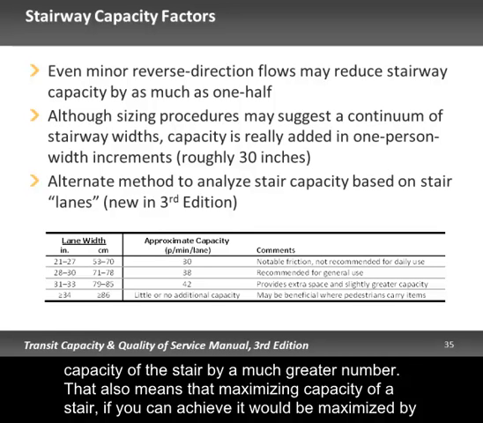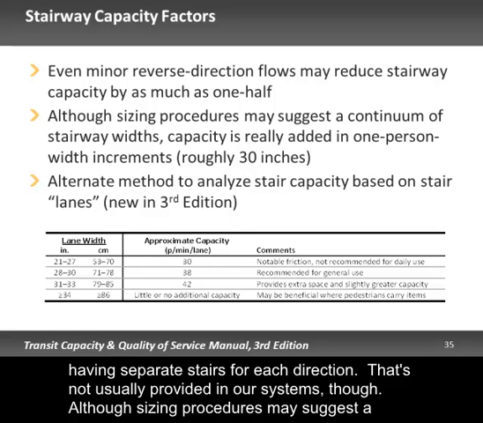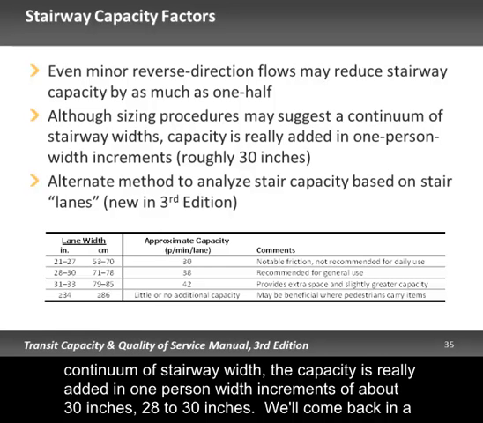That also means that capacity of a stair, if you can achieve it, would be maximized by having separate stairs for each direction. That's not usually provided in our systems, though. Although sizing procedures may suggest a continuum of stairway widths, the capacity is really added in one-person width increments of about 30 inches, 28 to 30 inches.